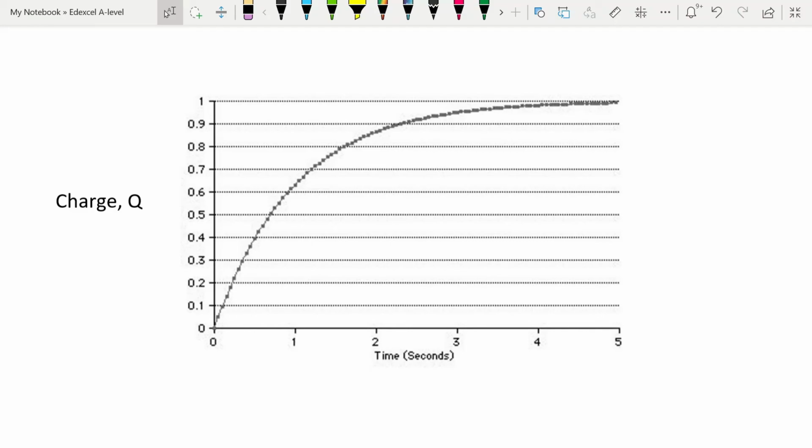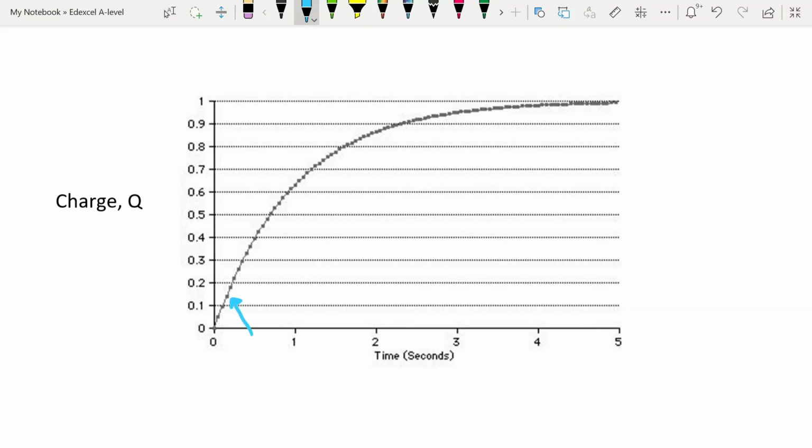And if you think carefully about adding charge onto the plate of the capacitor, the first coulomb of charge goes on very easily because the capacitor is empty. The next coulomb of charge is a little bit more difficult to put on because there's already a coulomb of charge there that's going to repel it. The third coulomb of charge, a little more difficult again.